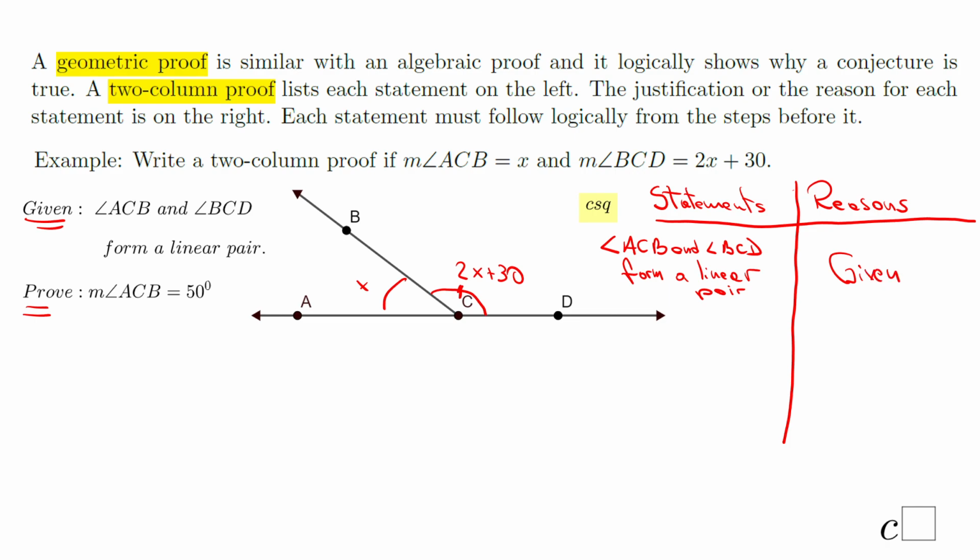So now my next statement has to be a statement connected to the first one, which is this one. The measure of angle ACB plus the measure of angle BCD equals 180. What's the reason? Whenever you form a linear pair, the angles are supplementary. That is the definition of a linear pair.